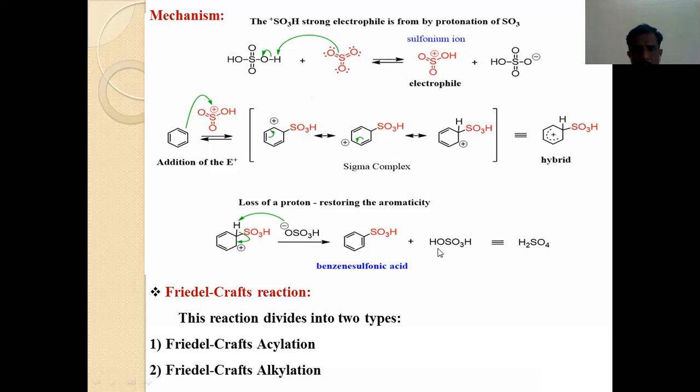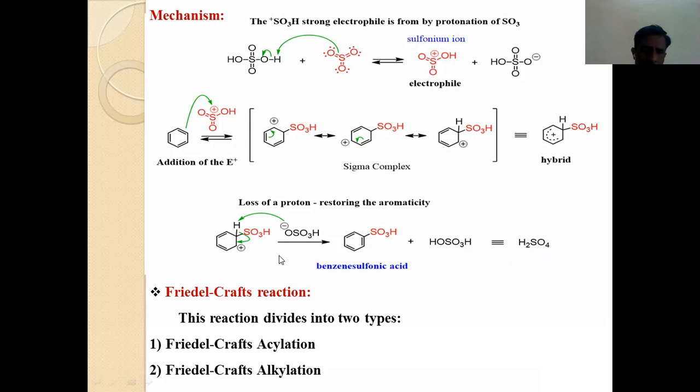Now here again H2SO4 is there. I have shown here HOSO3H. This is commonly called H2SO4. I have written it in a different way, but this is H2SO4. Now the main product, benzene sulfonic acid, is formed during this reaction mechanism, as I have discussed with you in these three steps. First step, generation of the electrophile. Second step, hybrid structure of the sulfonium ion with benzene. In the last step, loss of proton and restoring of the aromatic characteristics of the benzene molecule.